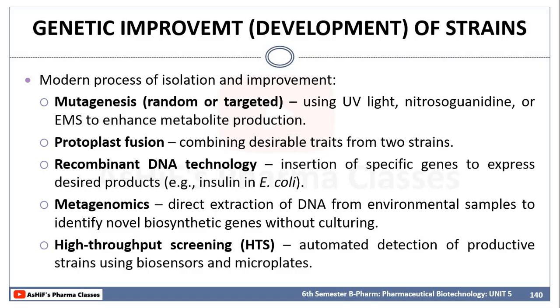We cannot identify a microorganism which has the ability of high yield within a short period; we have to check for it. Every strain we get, we have to keep checking, and finally some strain may have the property we are looking for.